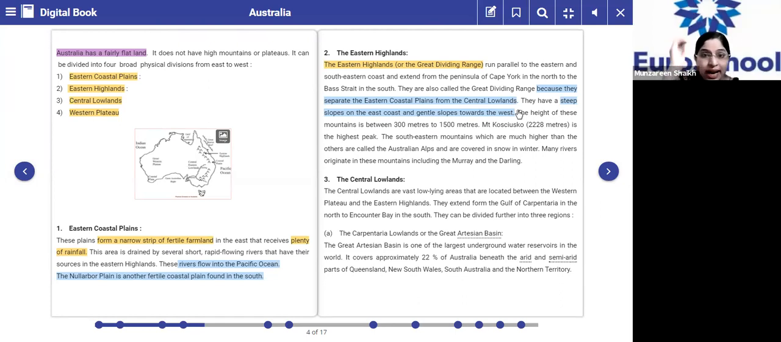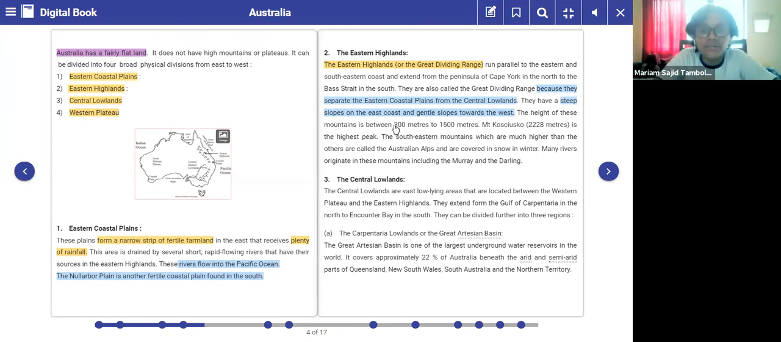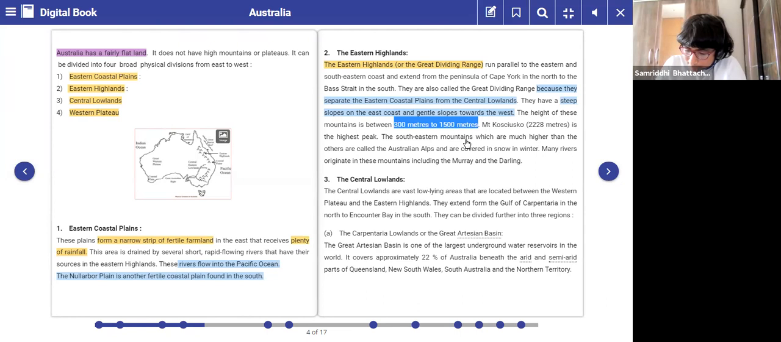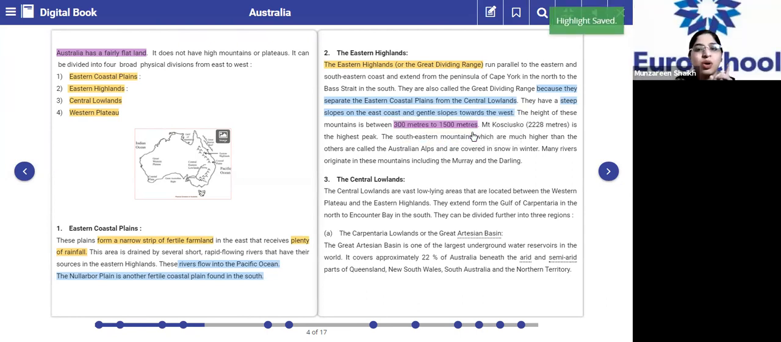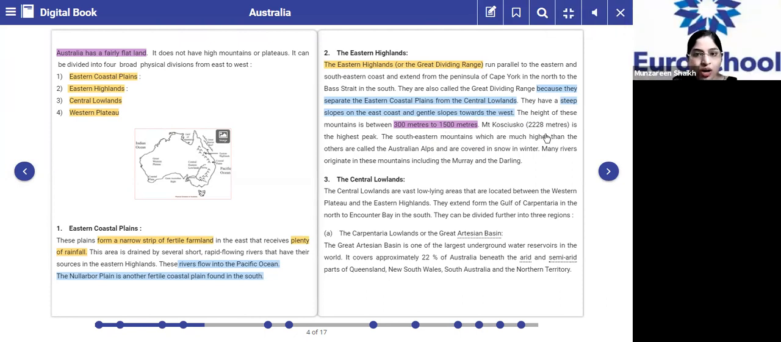Now let us see the height of these highlands. The height of these mountains is between 300 meters and 1,500 meters. Now, Mount Kosciuszko, that is 2,228 meters, is the highest peak.